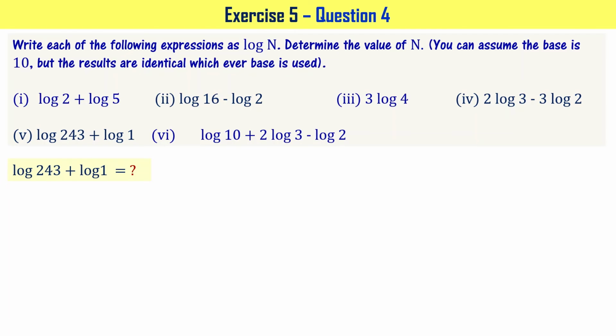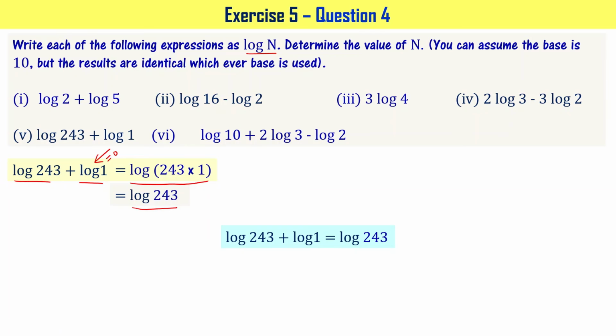Now let's look at the next one, that is log 243 plus log 1. We want to express that as a single logarithm, right? When you want to do this, we can make use of the first law. As per that, it can be written as log of 243 times 1. That can be written as log 243, right? Log 243 plus log 1 equal to log 243. It means log 1 is equal to 0. Got it?